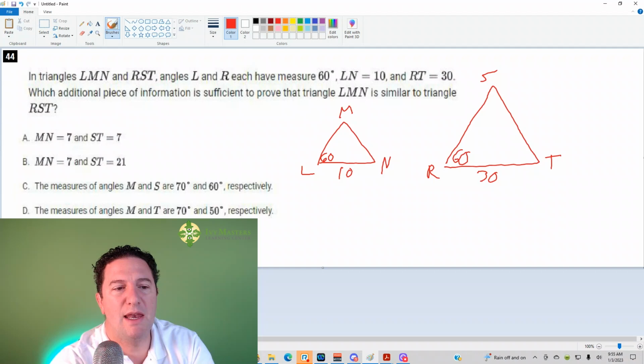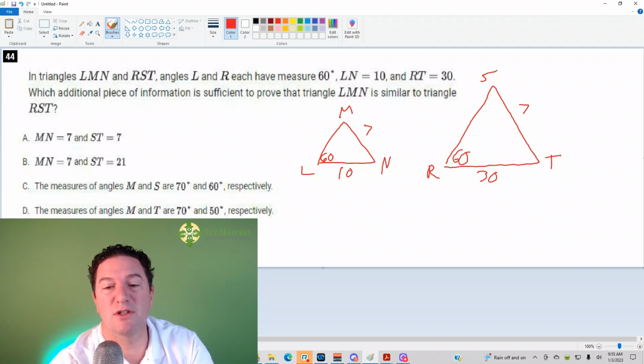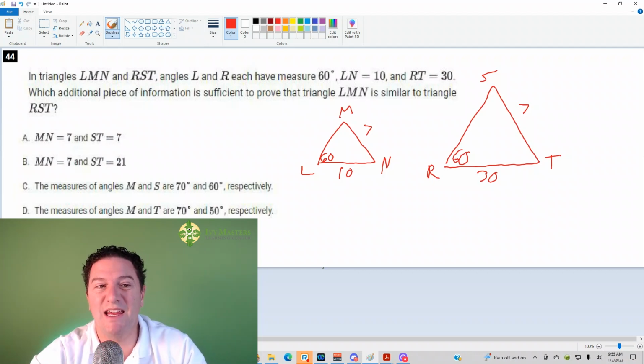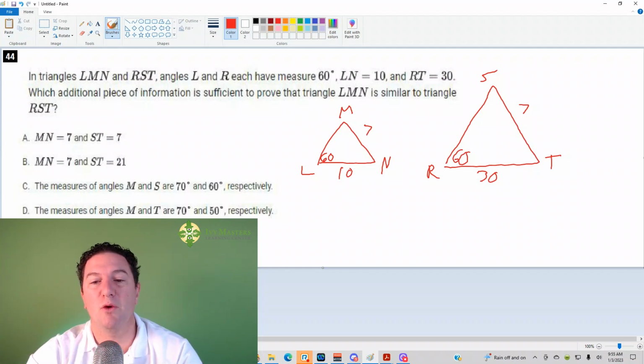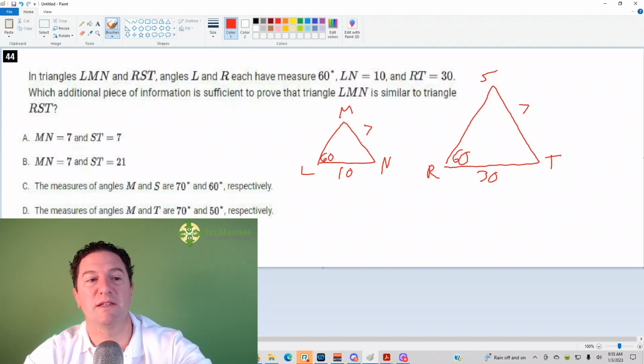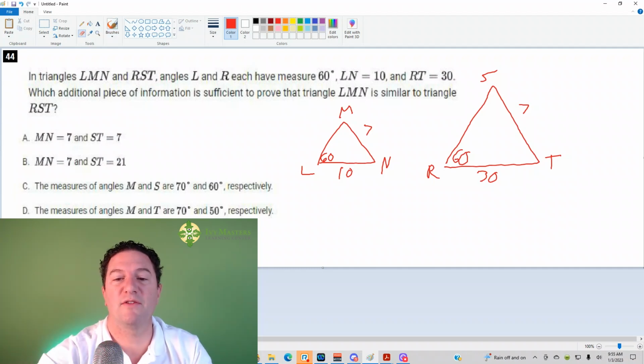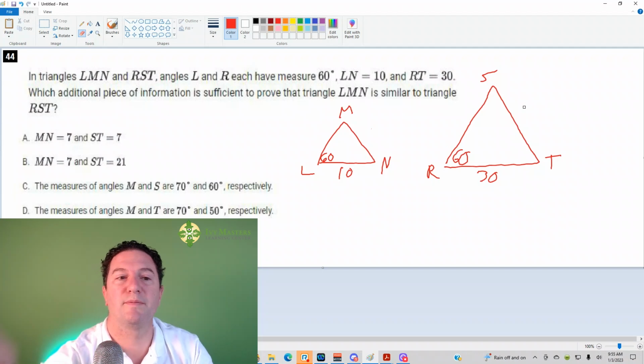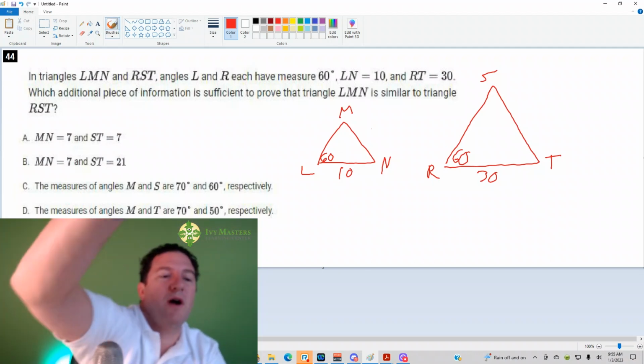So MN is 7 and ST is 7. So that's not going to be correct, because if the scale factor is times 3, if you've got a side that's the same, then that's going to be wrong. If one side is 3 times the other, in order for them to be similar, all the sides have to have that scale factor of 3, have to be 3 times. So if this is 7, then that one would have to be 21. So we move on to the next one.